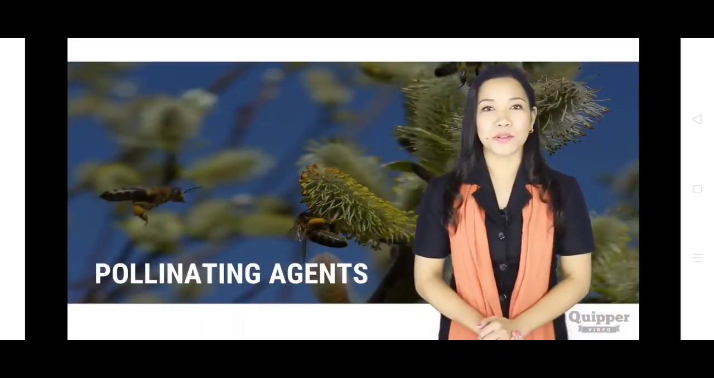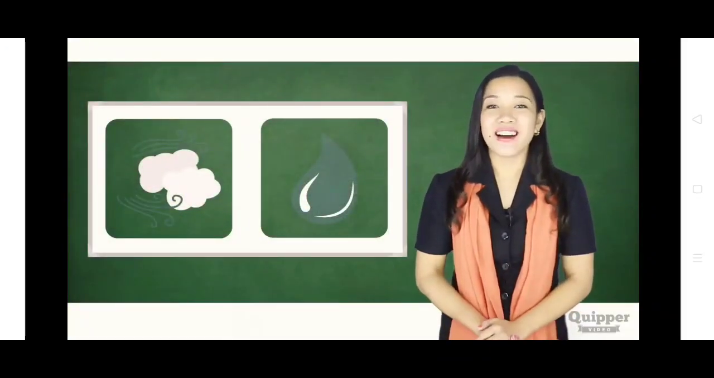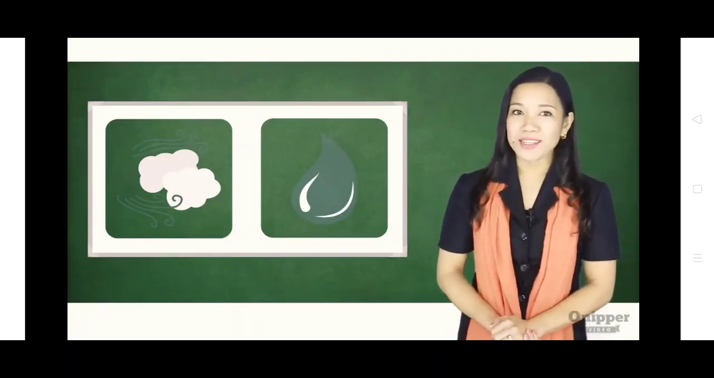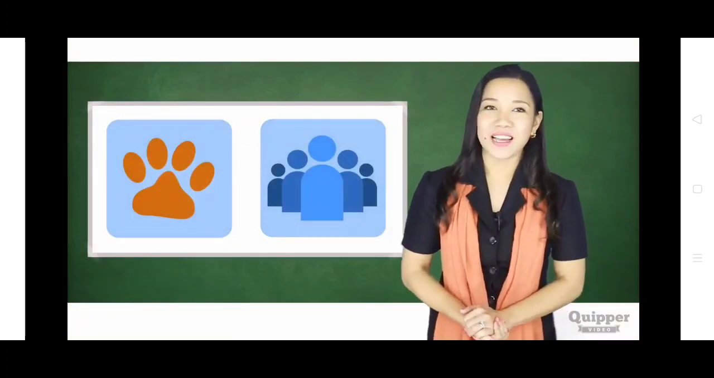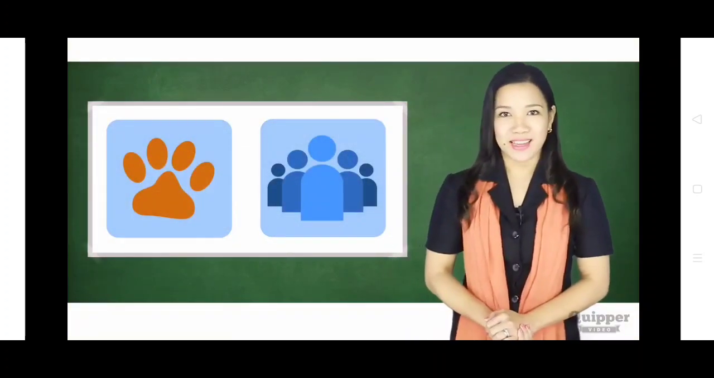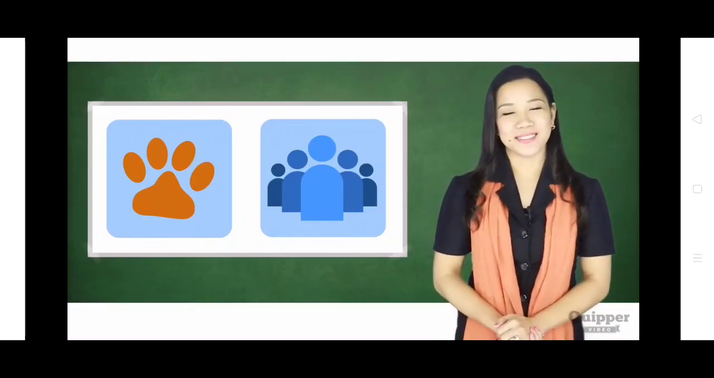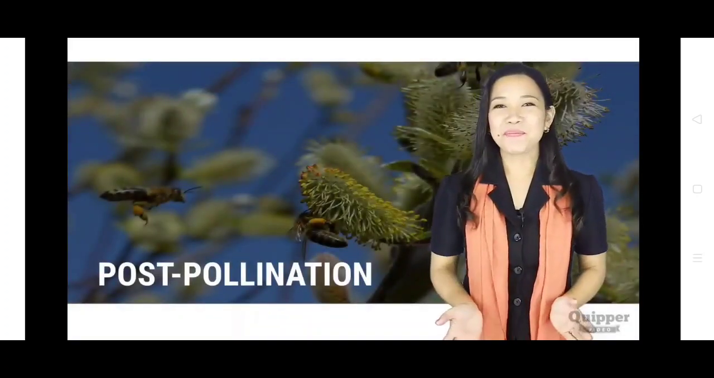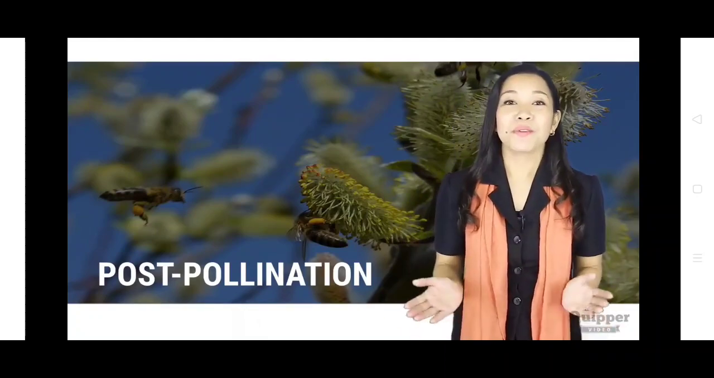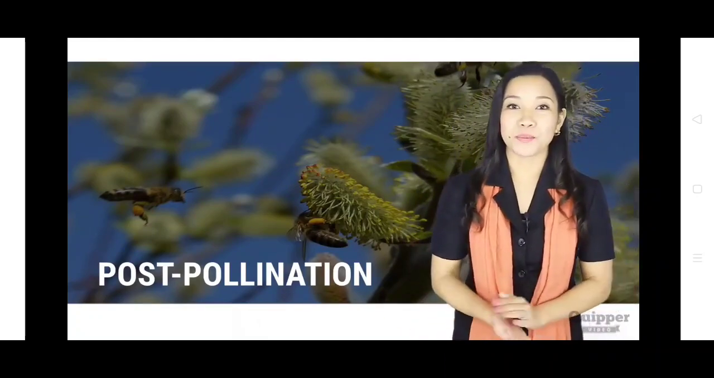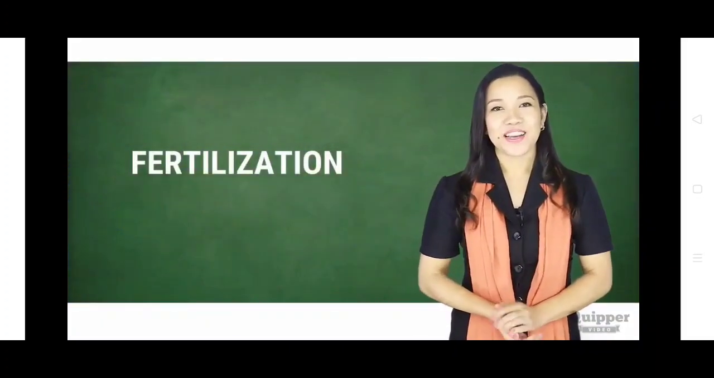Pollination is made possible through different agents. Abiotic agents are non-living things that aid in pollination. They include wind and water. On the other hand, biotic agents are living things that aid in pollination. They include animals and humans. After pollination, if the received pollen is of the right type, the gynoecium recognizes and accepts the pollen to promote post-pollination events that lead to fertilization.